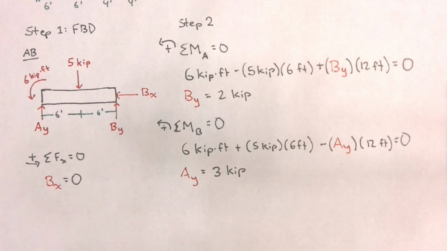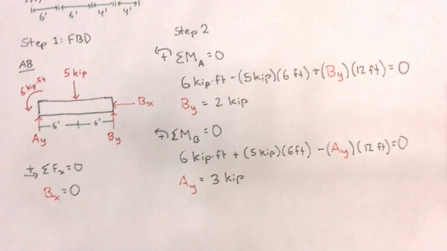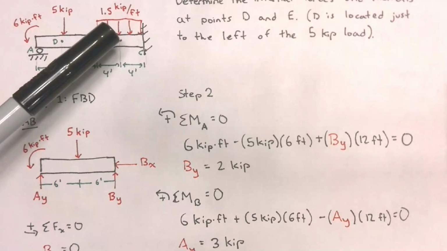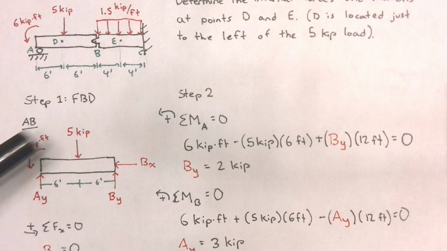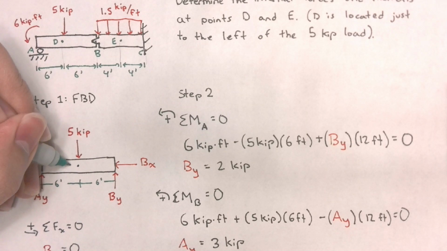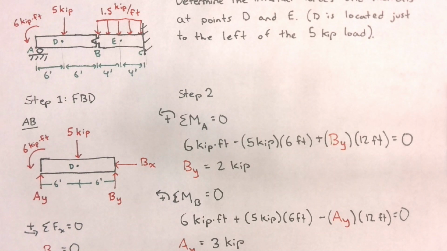So now that I've found all my reaction forces, I can create my cut in order to find the internal forces at my point of interest. In this case, we want to find our internal forces at 2 points, points D and E. I'm going to start with point D since we already have a free body diagram drawn for that point. We're told that point D is located immediately to the left of the 5 kip load.